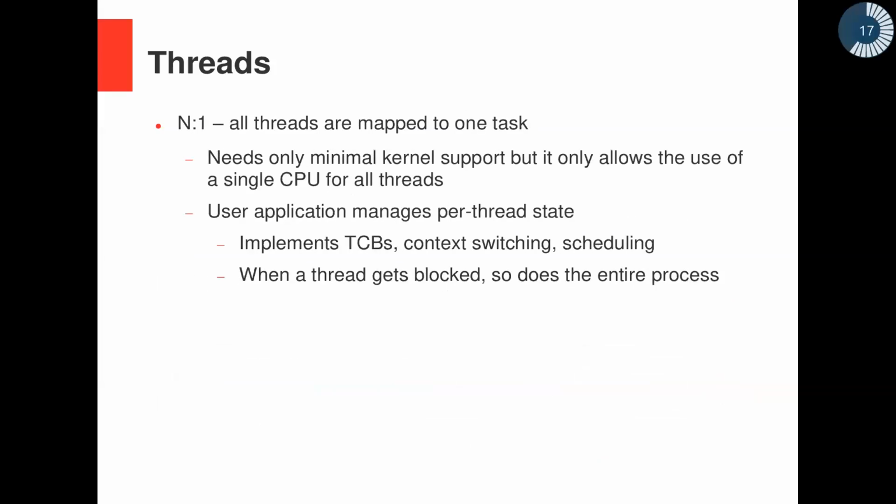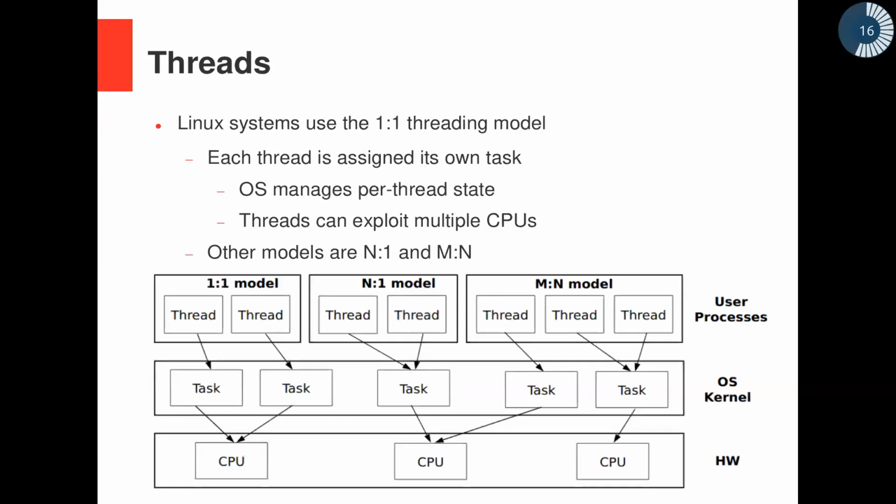So, what is the advantage of the N-to-1 model? We said the disadvantage is there is no parallelism, but there is still some advantage. The advantage is that we can switch cheaply from one thread to another by doing it in user space. We don't need any system call. That is not the case in the 1-to-1 model, where you have to make a system call to switch from one thread to another. So the M-to-N model tries to reconcile both. It allows parallelism, but at the same time allows cheap context switches from user space.